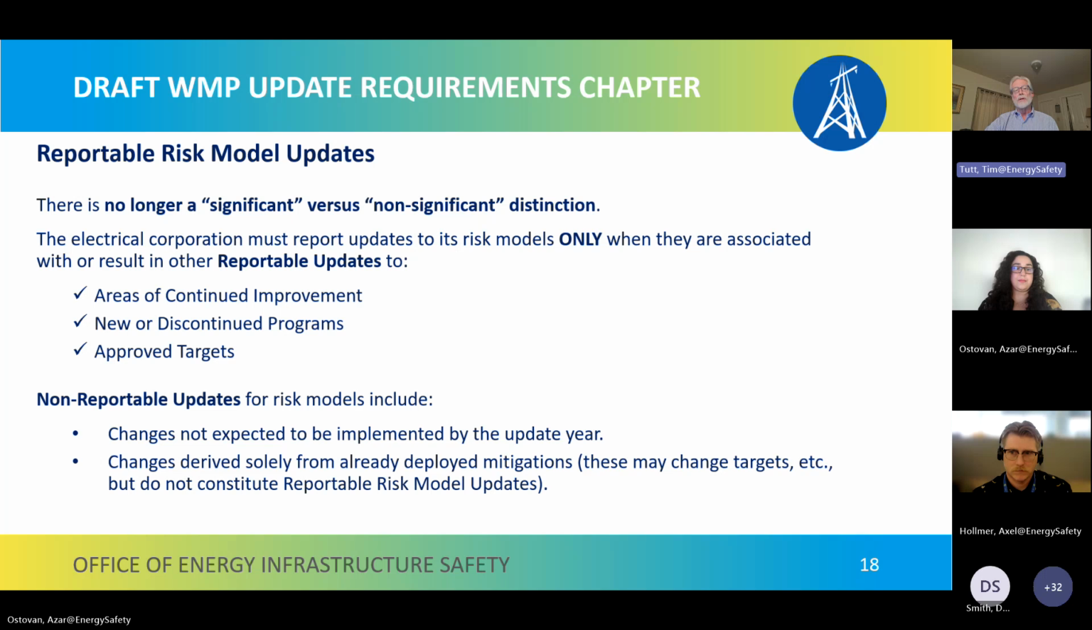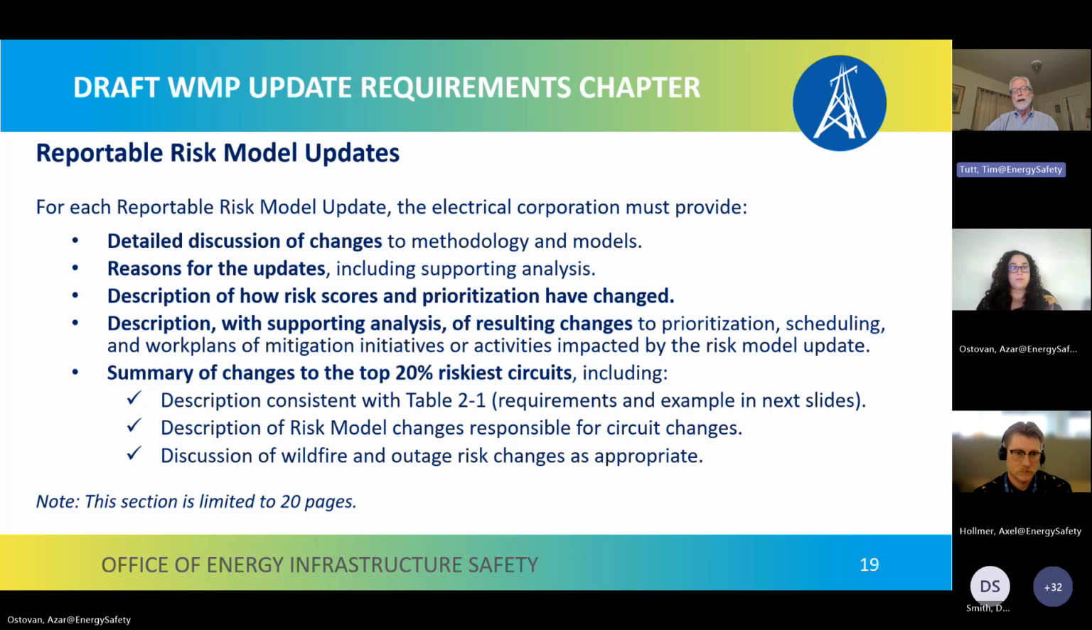Now, many areas of continued improvement require at least an examination of risk modeling, and so that is an area where an area of continued improvement might require an update in risk models. And the other updates in risk models that happen in the course of doing business might then change new or discontinued program information or approved target information, and we would want to have those reported as reportable updates in the document. Non-reportable updates, back one, please.